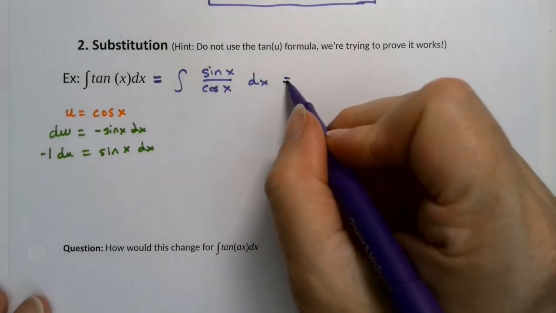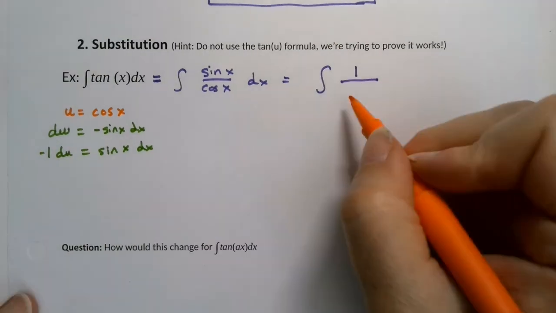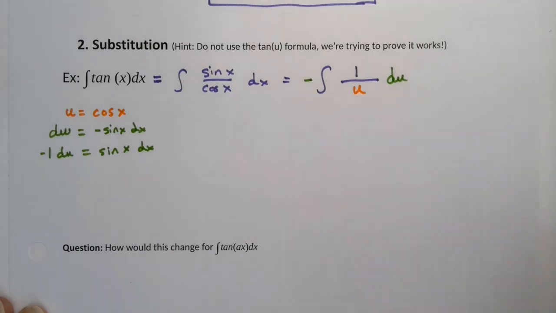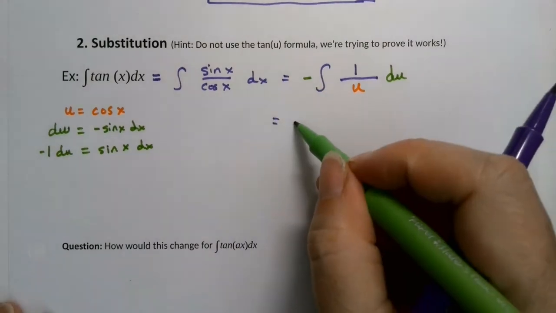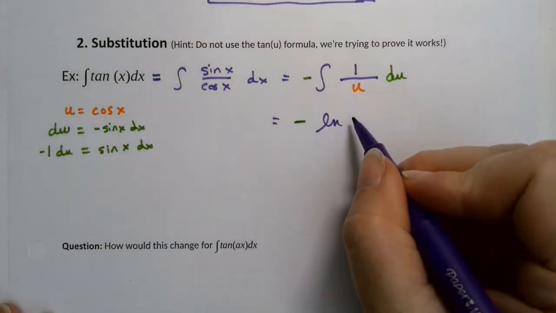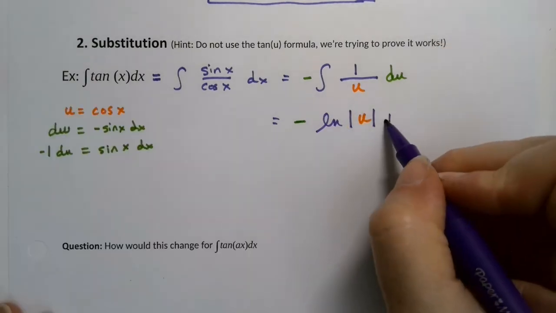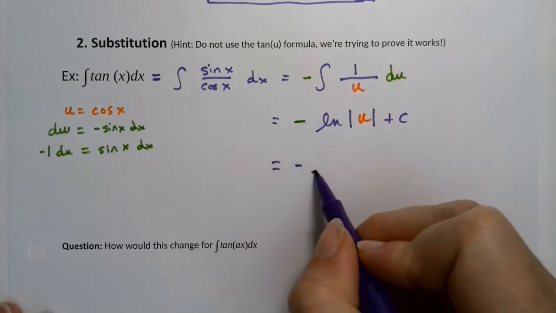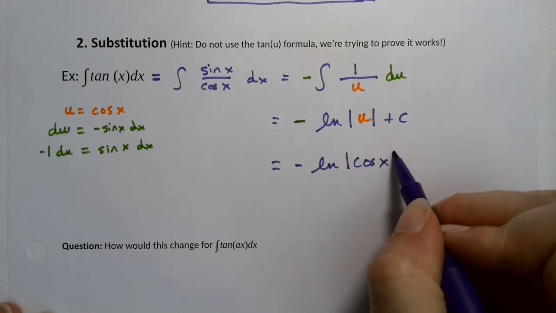All right, so then this is the integral of 1 over u, and then I need a du, but I also need it to be negative. Okay, well, the integral of 1 over something is the natural log of the absolute value of that thing. Don't forget the absolute value symbols. They will become even more important in this chapter. So that's the negative natural log of the absolute value of the cosine of x plus c.